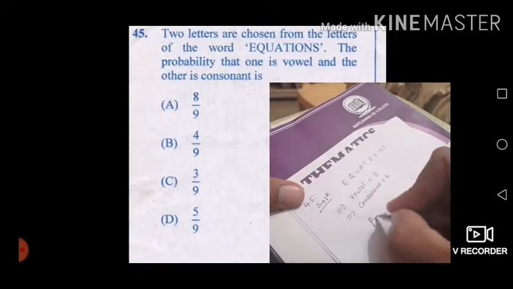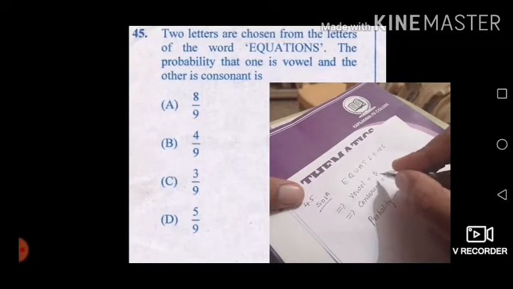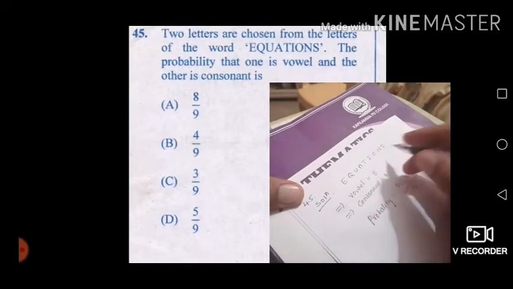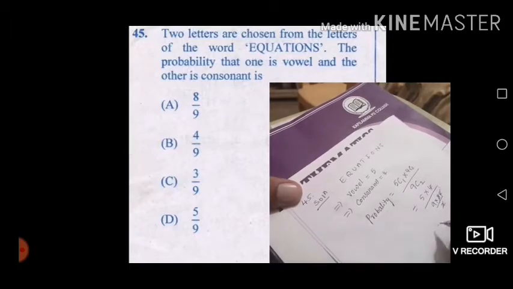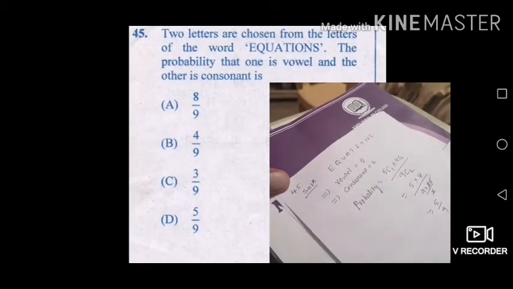So probability is equal to, it is very clear, one we have to take from the vowels. We have 5 vowels, take one from that, into, similarly, we have 4 consonants, from that we have to take 1. And the total number of cases from the 9 letters is 9C2. After solving this, 5 into 4 divided by 9 into 8 divided by 2 factorial, 2 ones are 2, 2 fours are 4, cancel. We got the answer 5 by 9. Hence option D is correct.